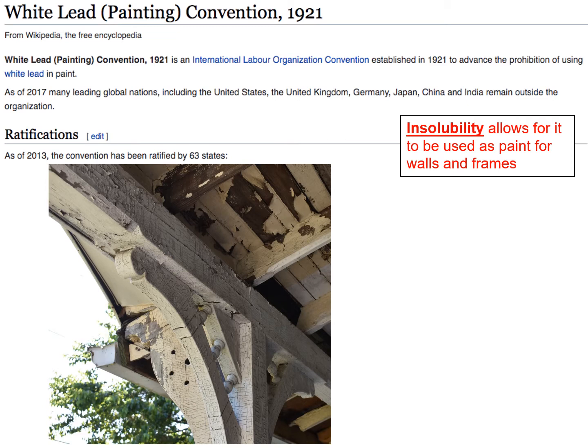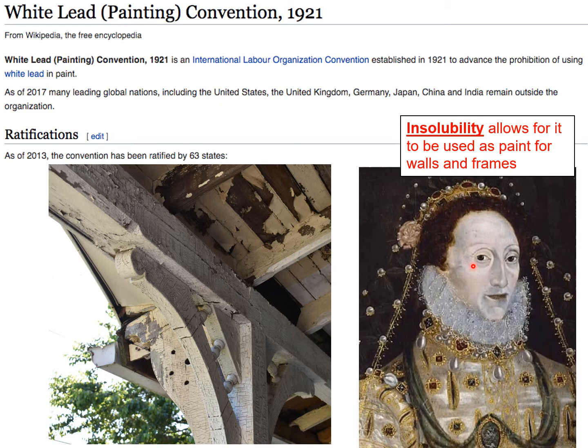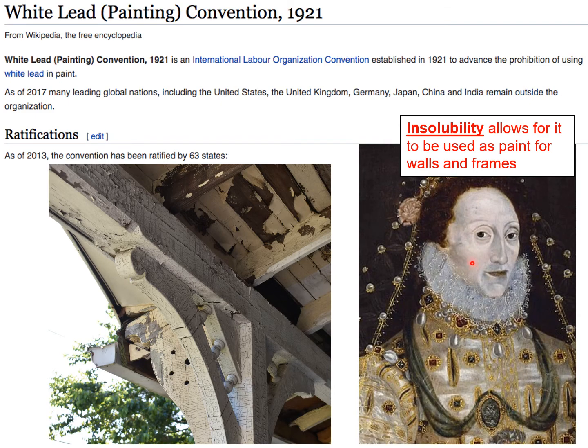Lead compounds have historically been used as paints, used to paint wooden frames and walls. If they were soluble, then they wouldn't be very good paints. So that's one way you can remember them. They also used to be used as makeup, but that was poisonous, and that caused hair loss, as you can see here, and many other problems as well.